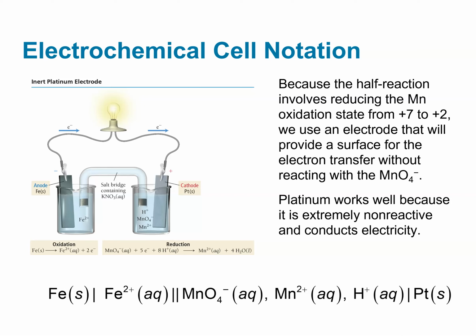Because the platinum is not participating in the reaction, all of the electron transfer is taking place between the permanganate and the manganese. But the cathode is picking up those electrons coming in from the anode side and releasing them to the solution to allow for the reaction to take place. So to draw this out, we'd start with the oxidation side, which would be our anode, iron solid, our electrolyte solution, iron 2, aqueous, double line, permanganate, comma manganese, comma protons, all aqueous, line, platinum electrode for our cathode electrode.